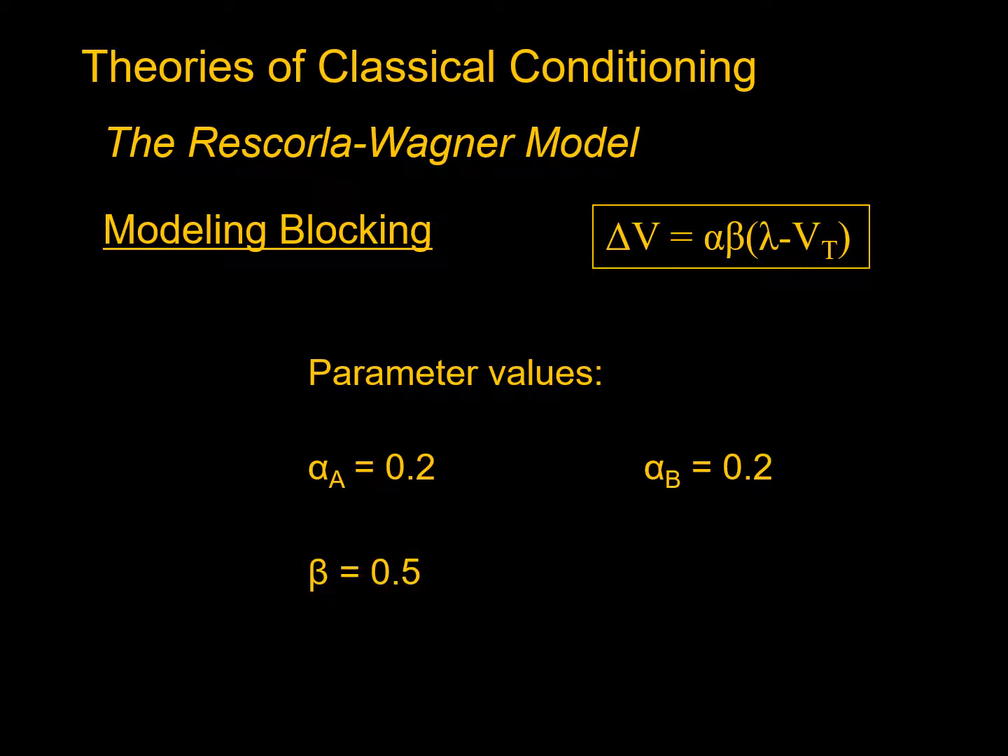And other than my decision that both CS's were equally salient, there's nothing else really governing what numbers I pick here. I could have picked 0.7 for both CS's. I could have picked 0.2 for beta. It really wouldn't matter. And I'm just going to arbitrarily pick a lambda value of 100.